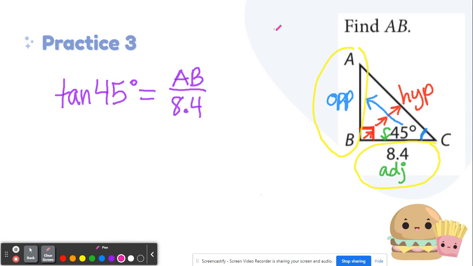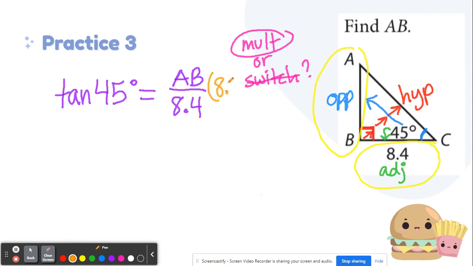I'm going to ask you if it's multiplying or switching. And the answer for this one, since your variable is on top, is to multiply. And why do I say that? Because the opposite of dividing by 8.4 is multiplying. Okay? Then you put this in the calculator and you should get your final answer.